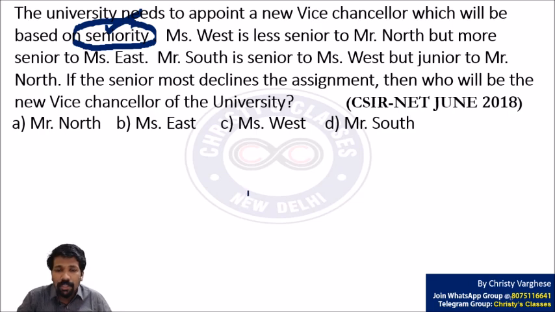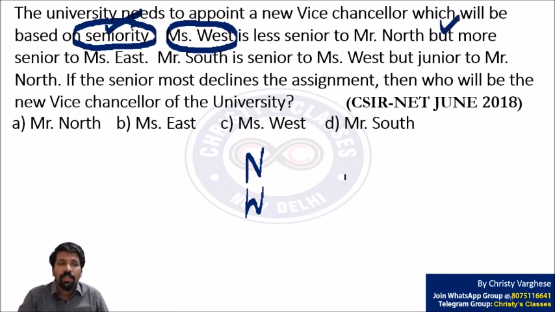So West is less senior to North means West will be below North. But more senior to East, so who is more senior to East? West itself. West is less senior to North, but West itself is more senior to East. That means West will be above East.